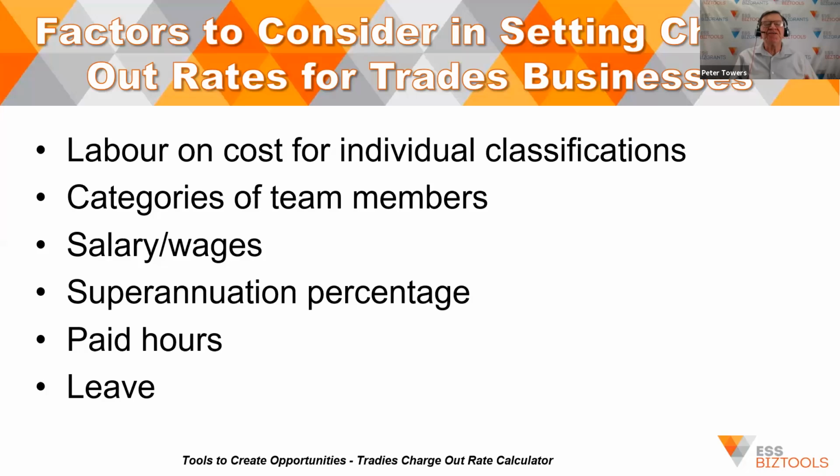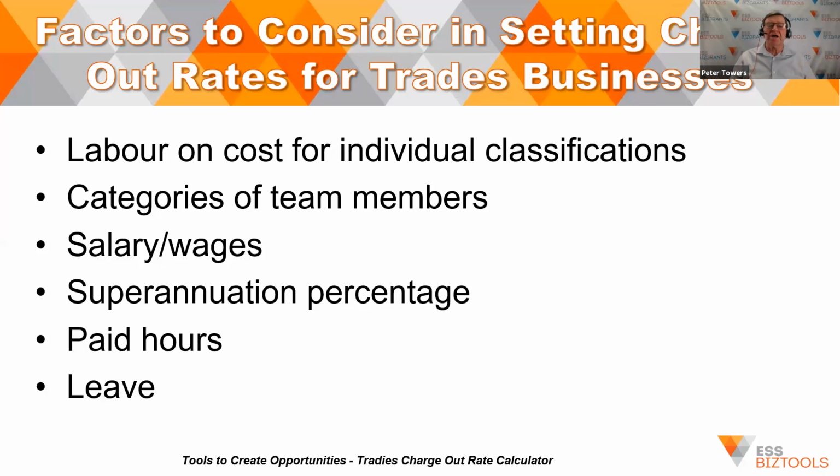So the type of things that we've got to look at when we're setting charge out rates is the labour on costs for individual classifications, because they vary. Some people get more holidays than others. Some people might be getting paid higher superannuation. Some people may be having more leave, whether it's training, study leave, or whatever. There's various categories of team members, isn't there? And our system has provision for that.